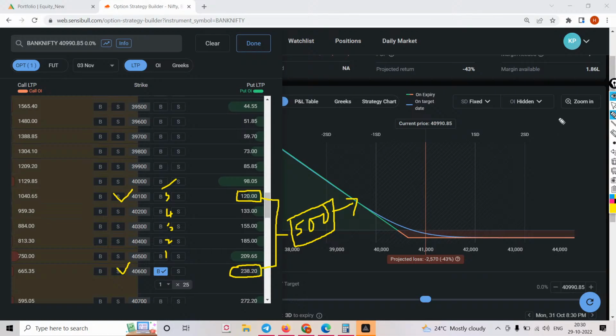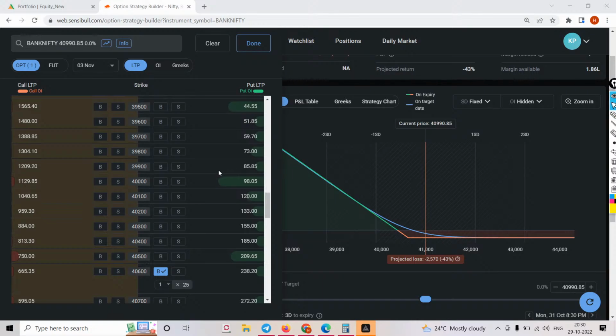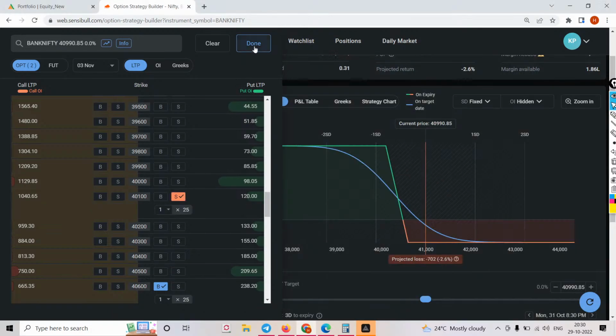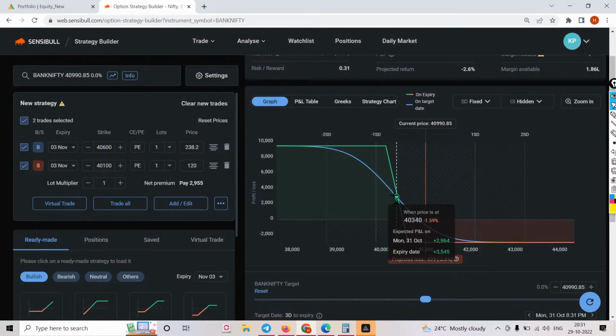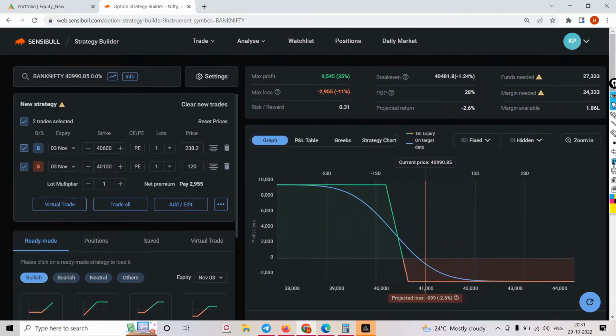So now what I'll do, I'll just go and sell 120. That's it. So this is my debit spread, a put debit spread. You will be amazed to see the risk to reward. Your loss is 2,950, about 3,000, and your profit is almost 9,500.